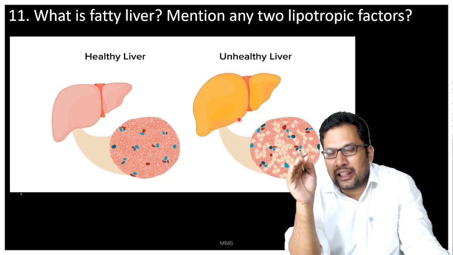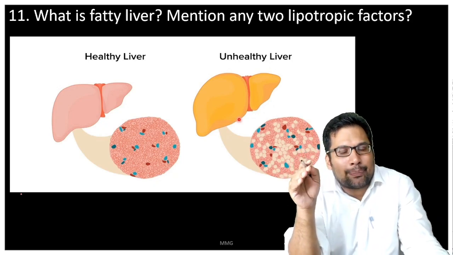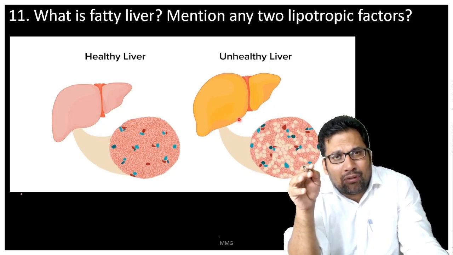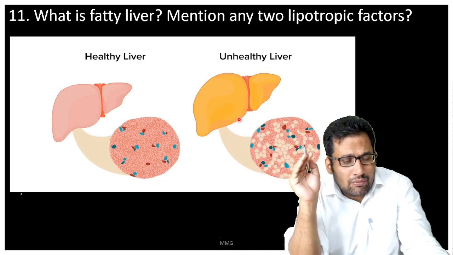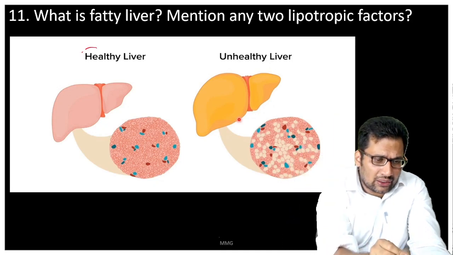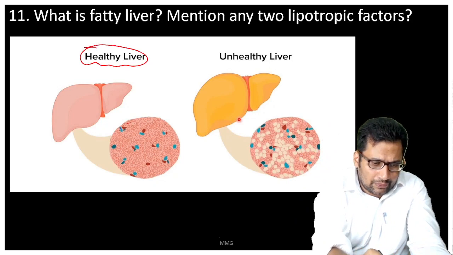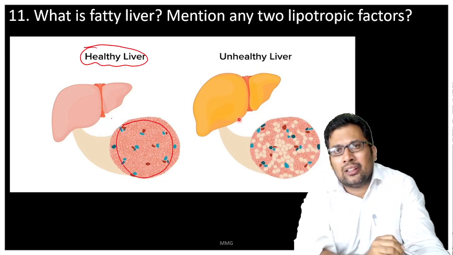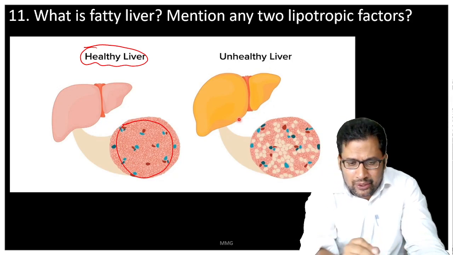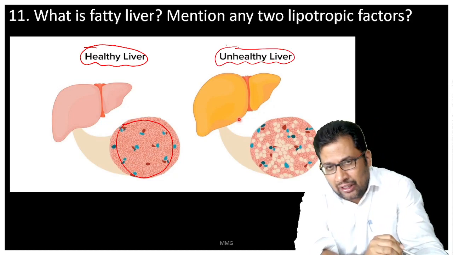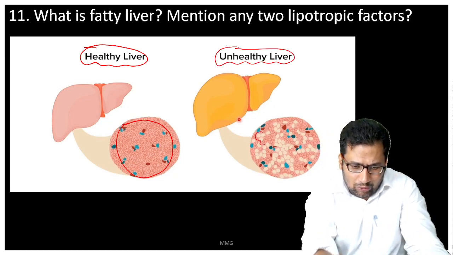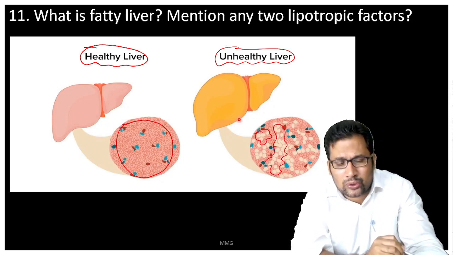Fatty liver is a condition characterized by accumulation of fat, that is triglycerides, in the liver. So you can see here, this is the healthy liver. This is the normal looking histology of the liver. What you can see here, this is the unhealthy liver known as fatty liver. You can see white droplets. These are nothing but fat globules.